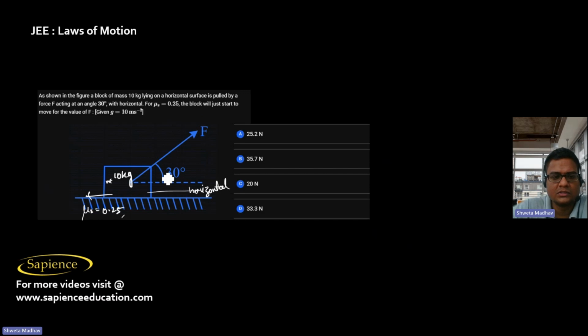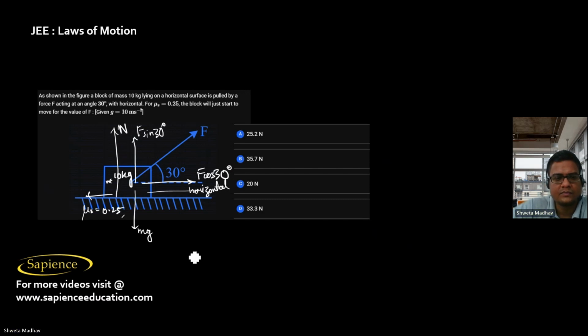So the block will just start to move, it has been told. This way it will be f sine 30. This is f cos 30. And normal reaction also will act. And this is mg. g is 10.